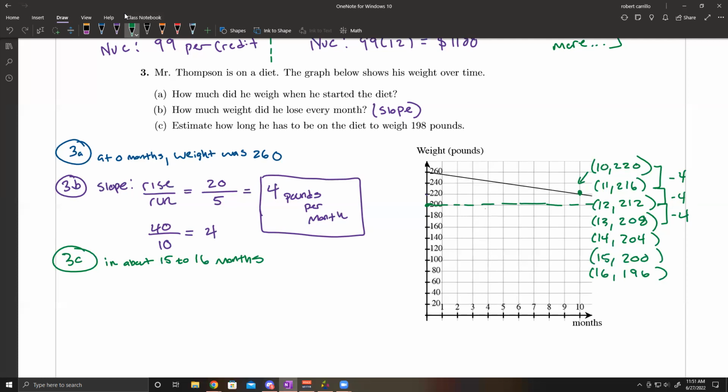I think that's all we have to say, right? So how long will he have to be on this diet to weigh 198 pounds? 15 to 16 months. Okay.